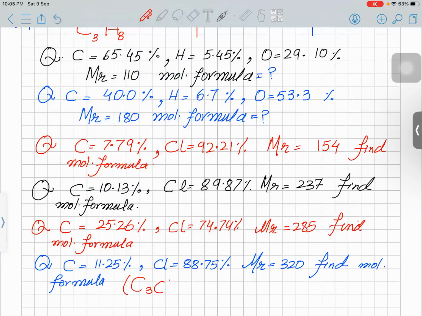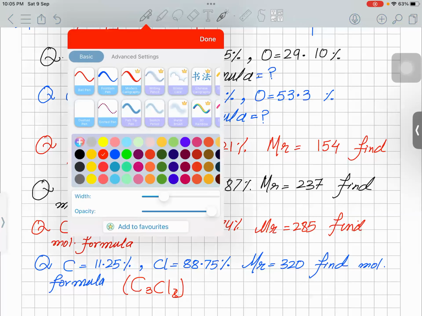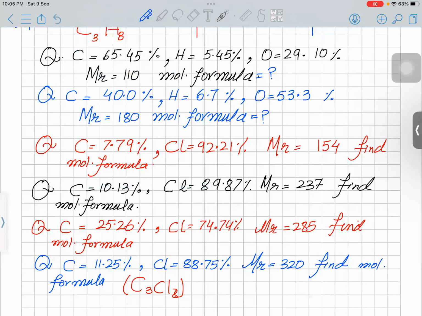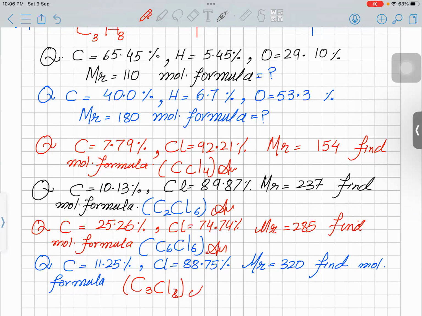Your answer is C3Cl8. Your answer will be C6Cl6. Your C2Cl6. Here Cl4. C6H12O6.